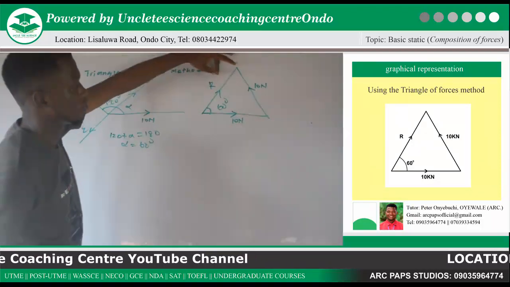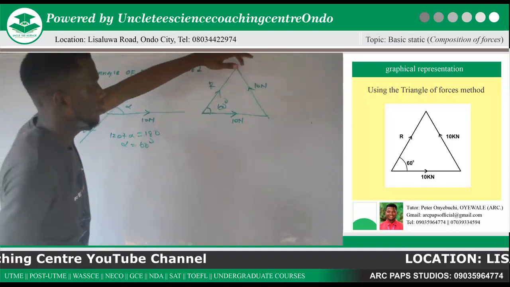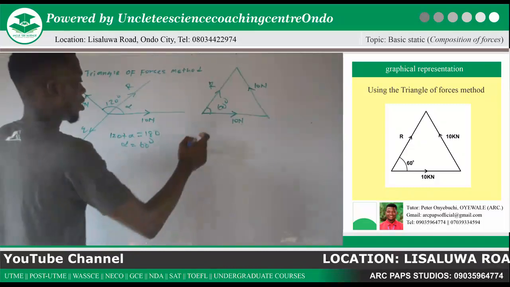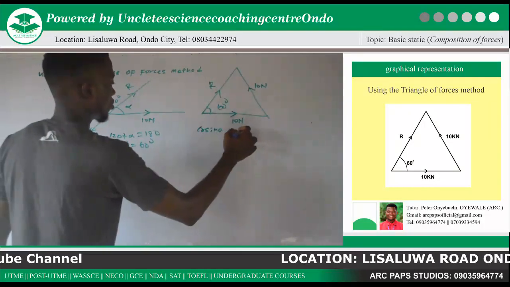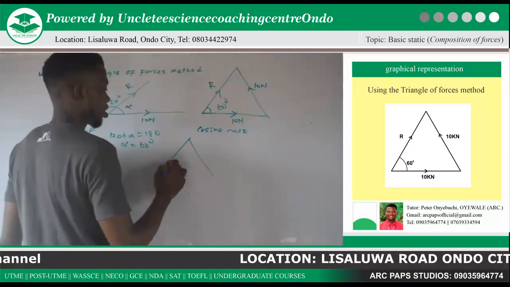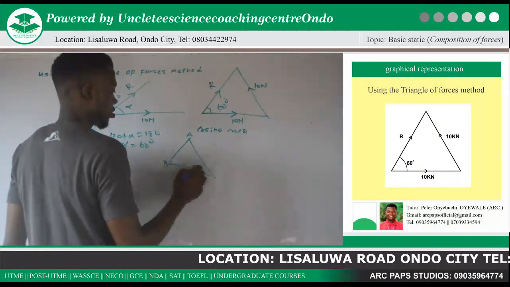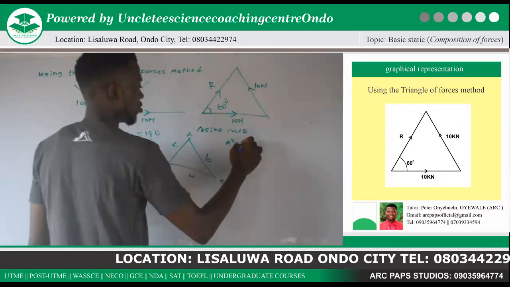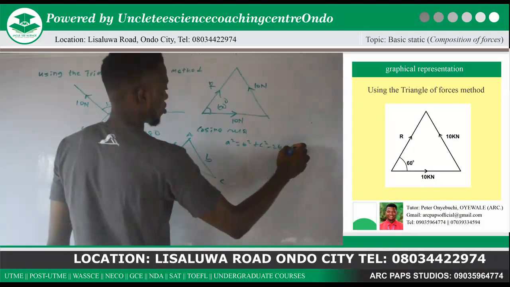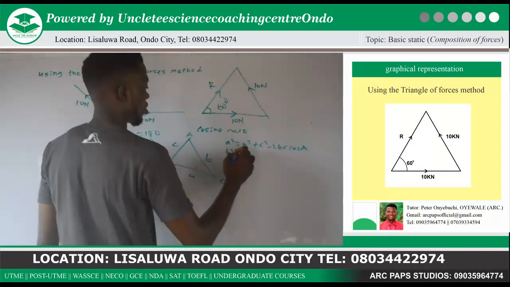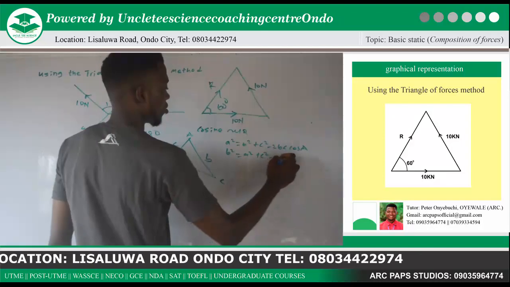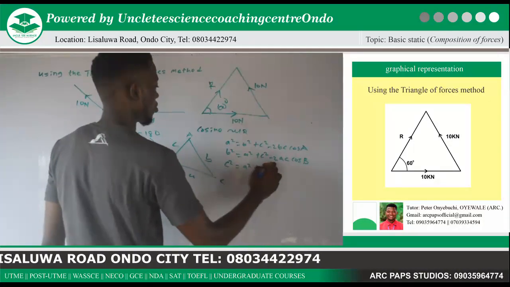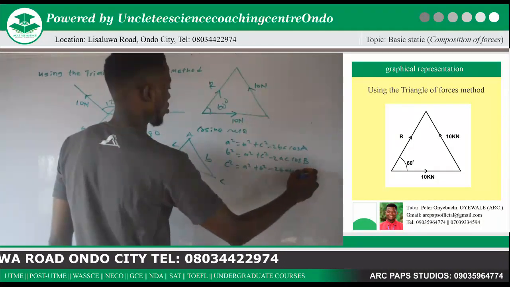If we have a triangle and we know two sides, and we are looking for one side and no angle, we can use the cosine rule. The cosine rule is, when you have a triangle ABC, with small a, small b and small c, a squared equals b squared plus c squared minus 2bc cos A. b squared equals a squared plus c squared minus 2ac cos B. c squared equals a squared plus b squared minus 2ab cos C.